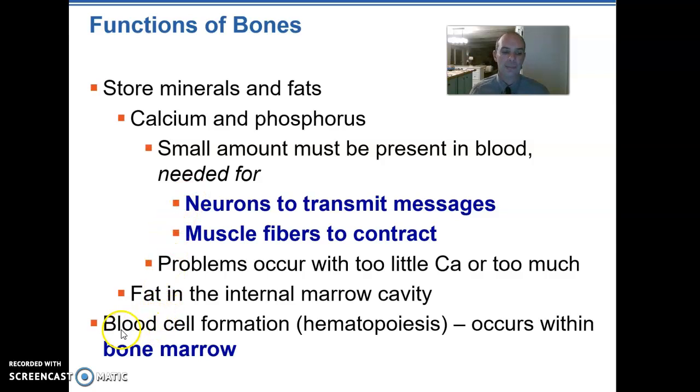If you scroll down here to the bottom, it says blood cell formation is called hematopoiesis. Great word. Hematopoiesis, and it occurs within the bone marrow of the bone. So for this slide, the important portions are the minerals and fats and what they do, and hematopoiesis. Make sure you understand those two points.